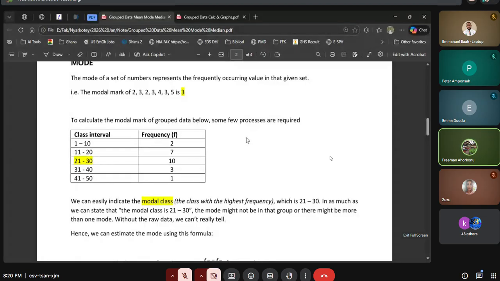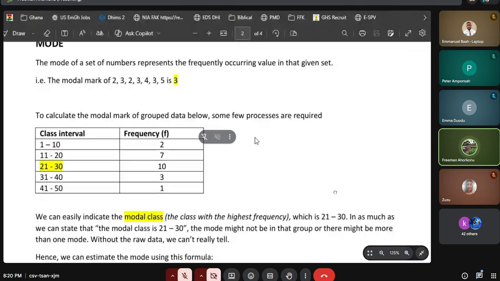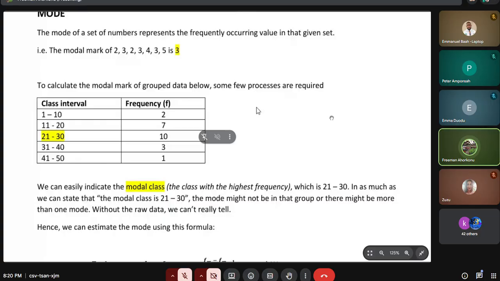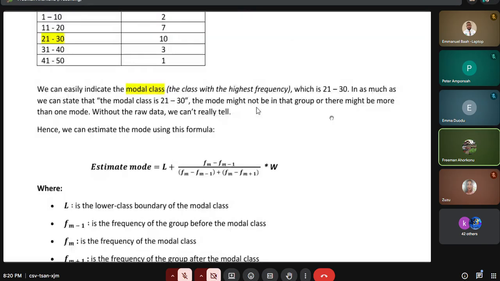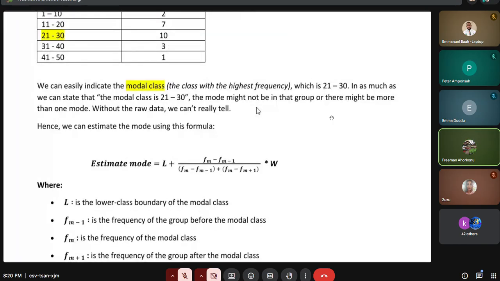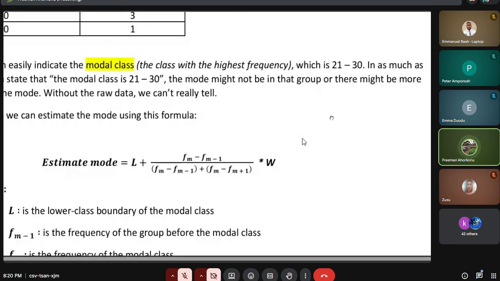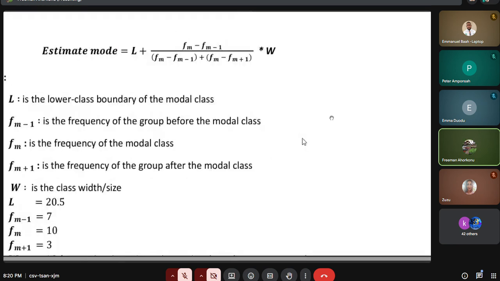So we are going to estimate it. We are going to use a mathematical formula to look for the mode, or what is likely to be the mode. First, you identify the modal class. Now we can estimate the mode with the formula you are seeing here. So the mode, or the estimated mode, is what?